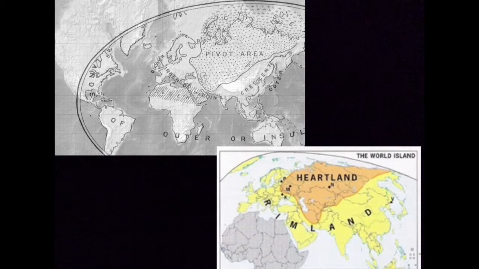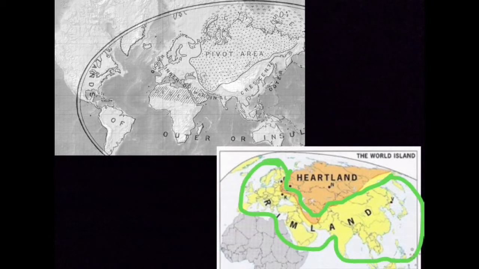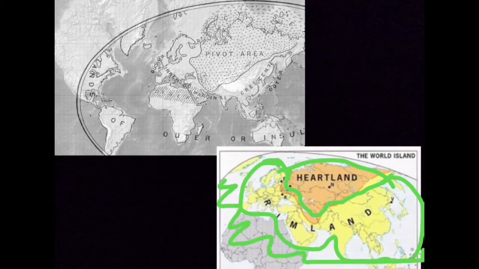Next, we have the heartland and the rimland theory. Remember, regarding the map at the bottom, the idea is if you control the heartland, you can then control the rimland, and if you control the rimland, you can then control the world island, which is all this stuff on the outside of the heartland-rimland theory.